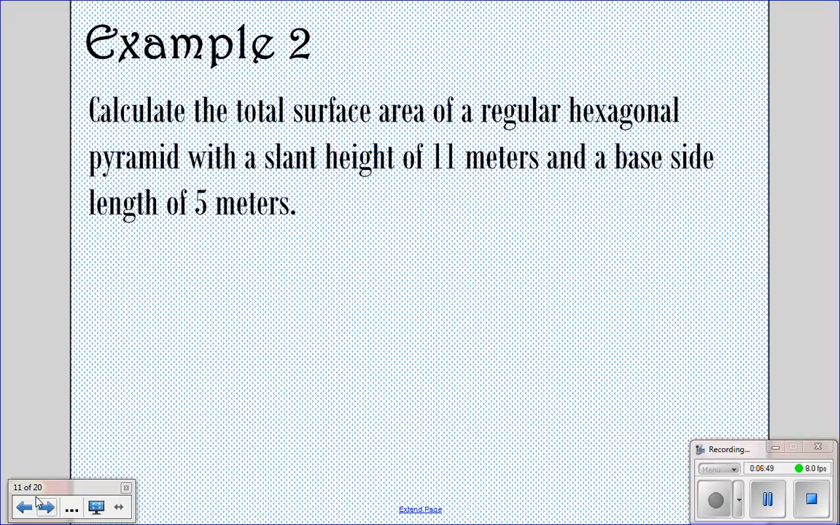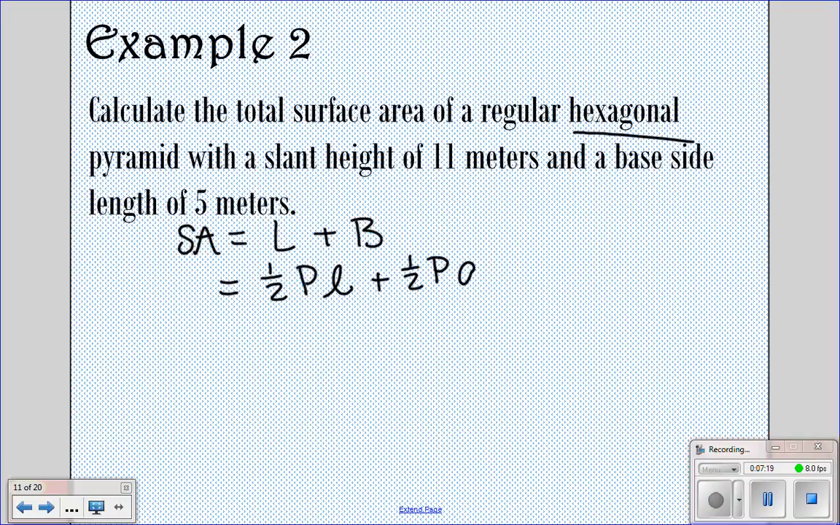So we want to calculate the total surface area of a regular hexagonal pyramid with a slant height of 11 and a base length of 5. So I'm going to start by writing my surface area formula. It's the lateral area plus the base. Well, our lateral surface area formula is 1/2 P times L. And then the area formula for the base, well, we've got a base that's a hexagon, so we can use 1/2 P times the apothem, perimeter times the apothem.